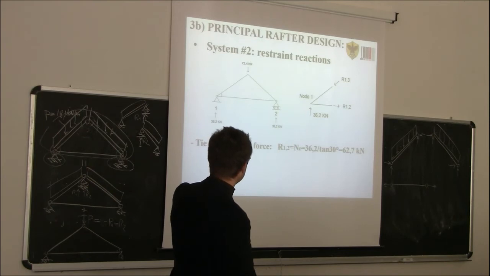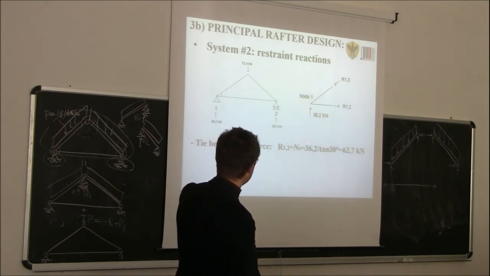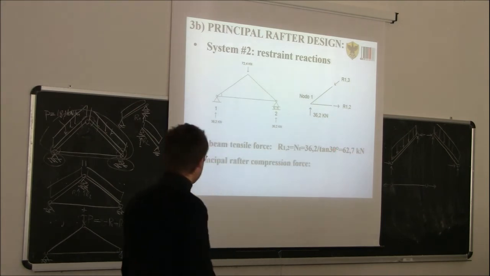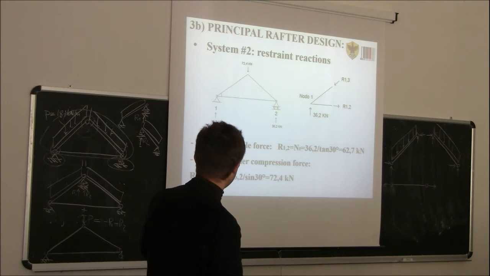R12 will be equal to the axial force, so 36.2 divided by tangent of 30 degrees, so 62.7. And the compression force in the rafter will be 72.4.